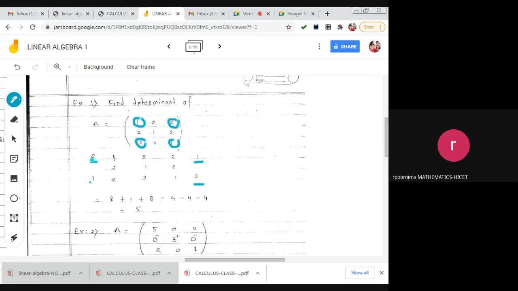Now you multiply the terms this way: 2 into 2 into 2 plus 1 into 1 into 1 plus 2 into 2 into 2. So 2 into 2 into 2 gives 8, plus 1 into 1 into 1 gives 1, plus 2 into 2 into 2 again 8. Then in reverse order, minus 1 into 2 into 2, that is 4, so minus 4, minus 2 into 1 into 2, minus again 2 into 2 into 1. So we get minus 4, minus 4, minus 4. So the determinant value is 5. This is the shortcut way to find the determinant of your 3 by 3 matrix.